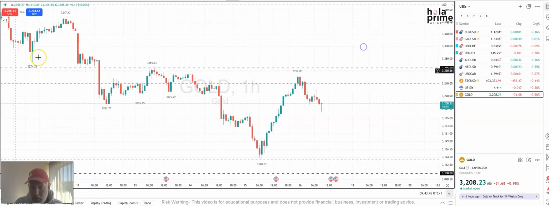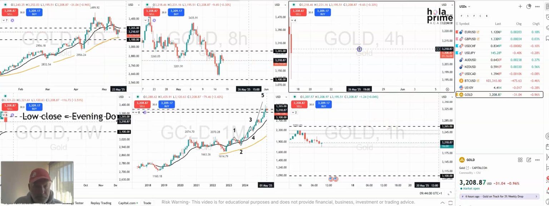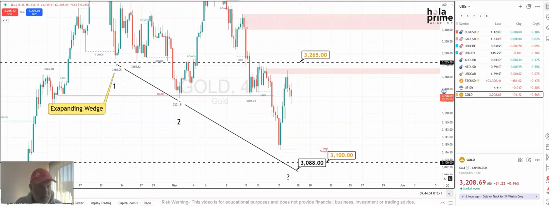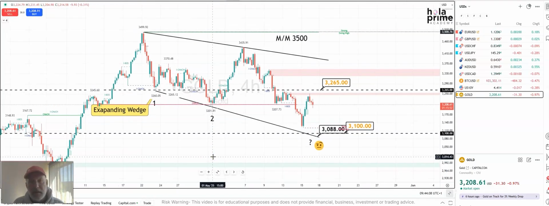Gold, as I keep on saying, is everybody's sort of fascination with regards to trading gold. Big picture, let's have a look at the big picture. So the big picture analysis is that we're in an expanding wedge pattern, easy for me to say. It has an eventual bias to break to the upside.